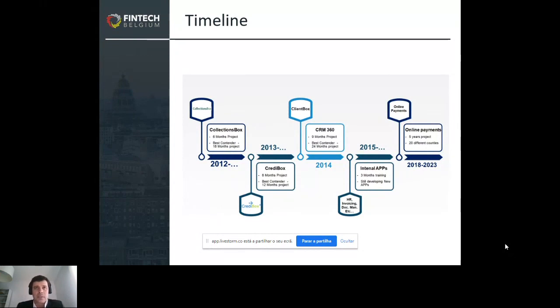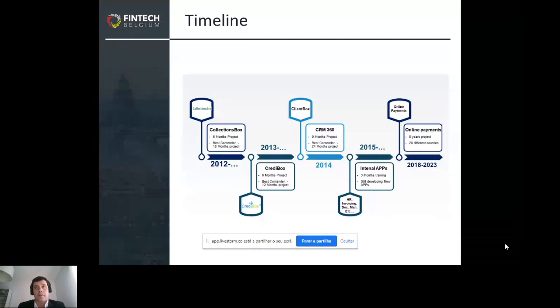As you can see, from 2012 until now, both of these solutions are still used by the bank and are considered core systems in the bank, because they support most of their business on loaning and also on collecting. So after that, it was proven that the technology was the best technology for that moment and for the implementations that they wanted to do. Another project was started, which was a CRM.